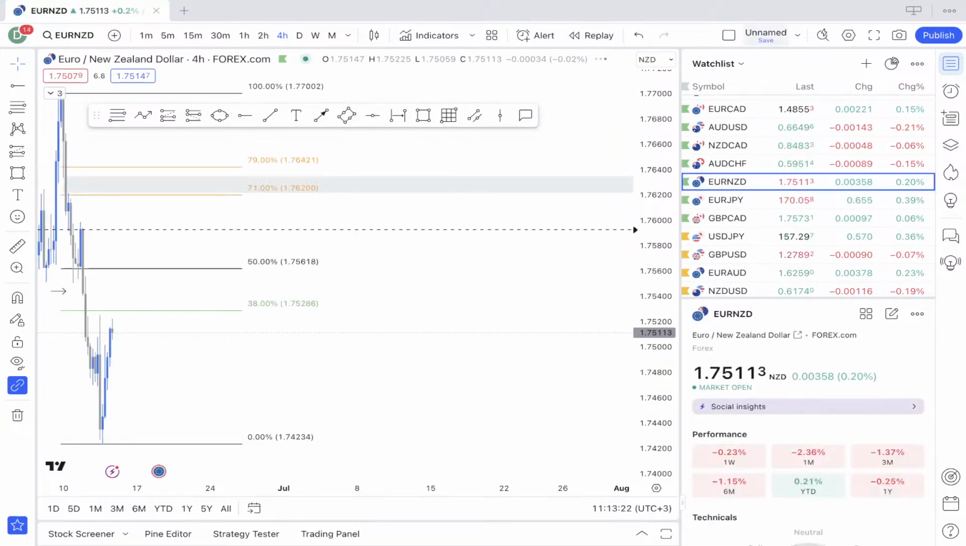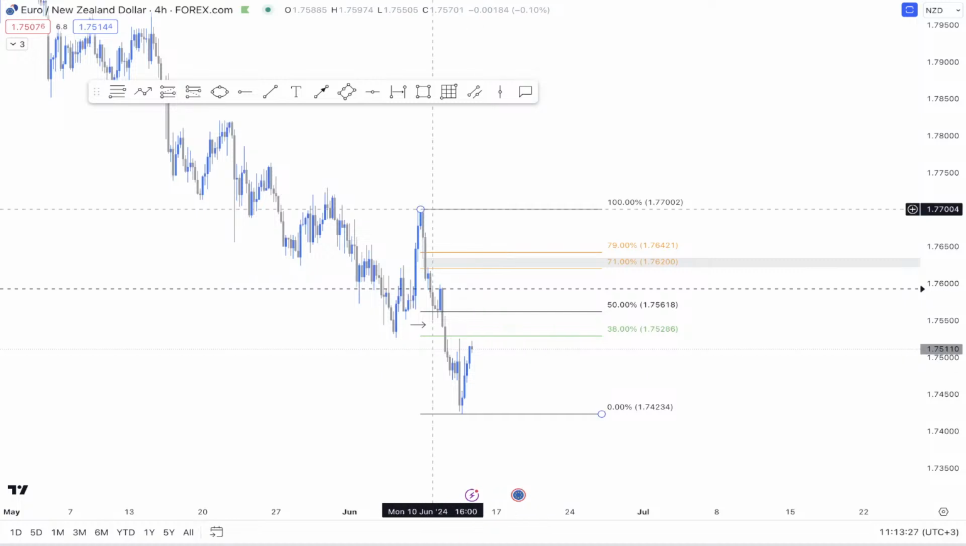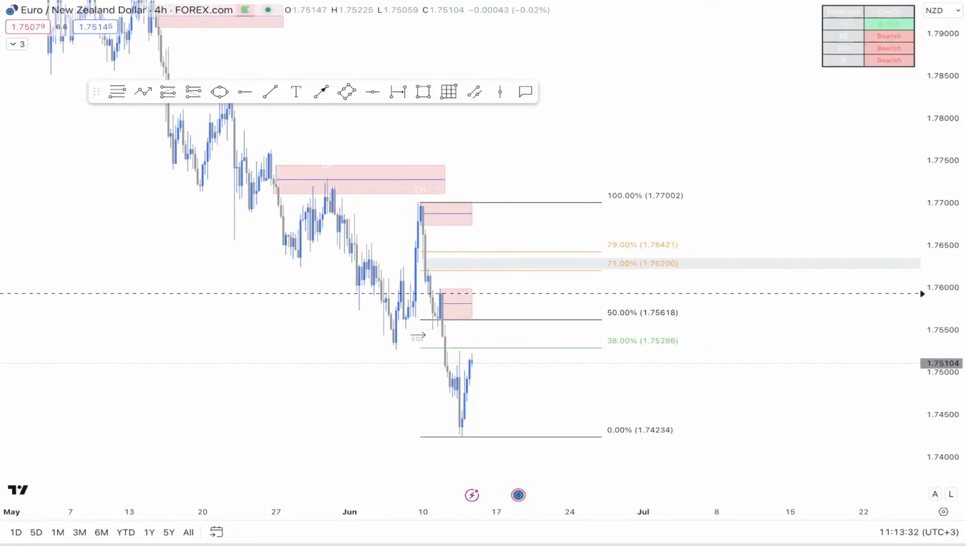Euro NZD, what do we have here? A bearish setup, okay, a continuation of this downtrend. Aggressive break towards the downside, fair value gap lining up perfectly with the point of interest.